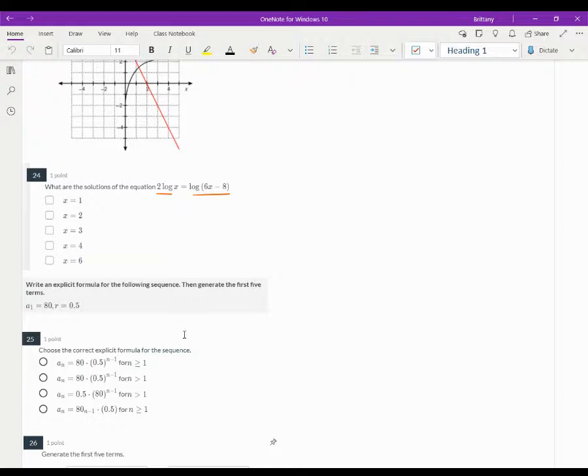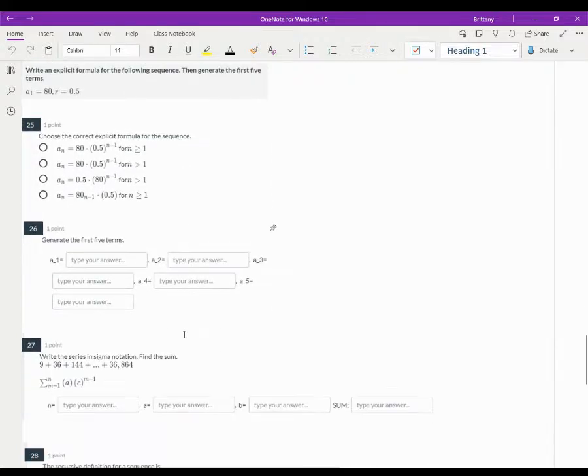So choose the correct explicit formula for n. If I know my first term is 80 and my r is 0.5, I'm looking for a_n equals 80 times 0.5 to the n minus 1. So I have that twice. I know these are wrong and that's wrong. And then this one says for n greater than 1, versus n greater than or equal to 1. If you choose this one, that's going to skip the first term. And we don't want that. We want it to include 1 so that it starts at the first term.